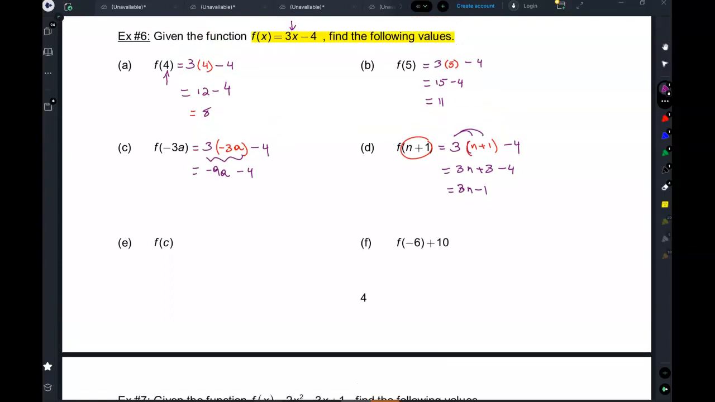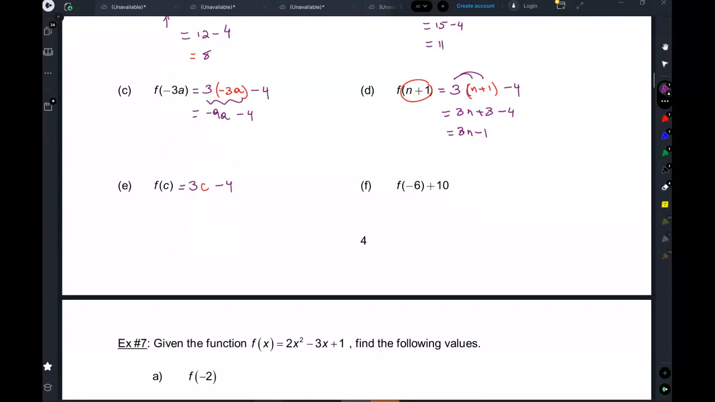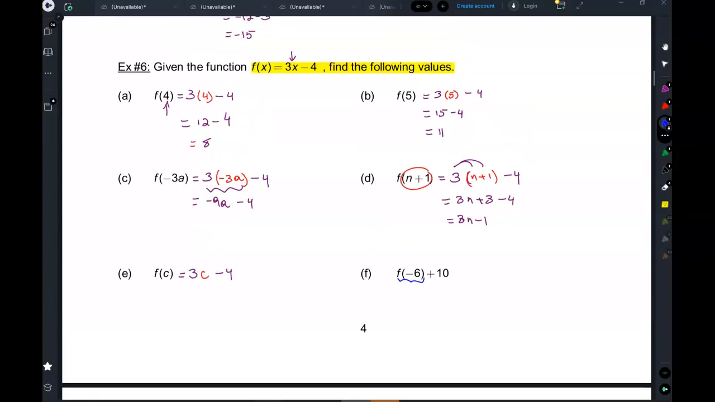Okay, for this next one, f of c is going to be 3 times c minus 4, and that's it. Here, I have 2 different entities. I have an f of negative 6, which is separate. So 3 times negative 6 plus 10 minus 4. So it's going to be 3 times negative 6 minus 4 plus the 10.